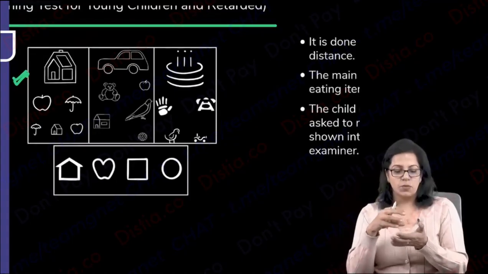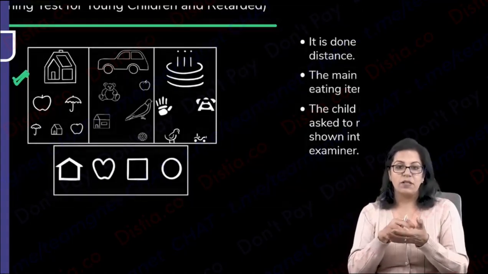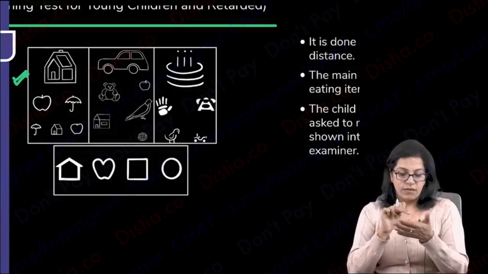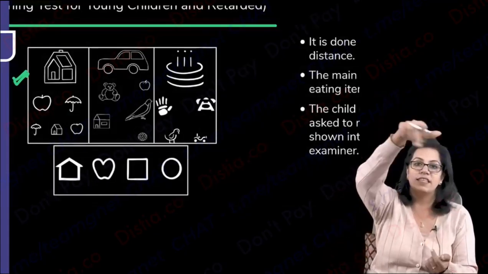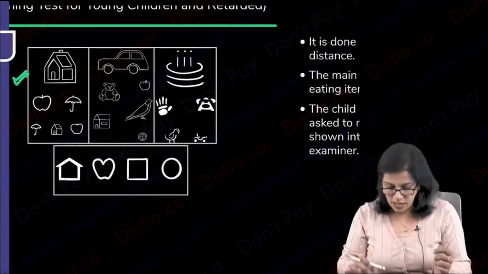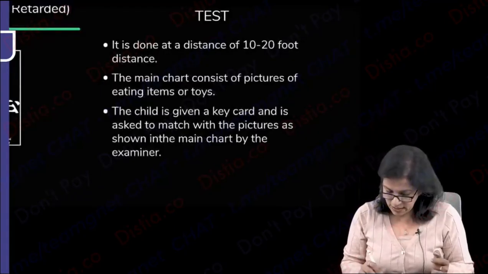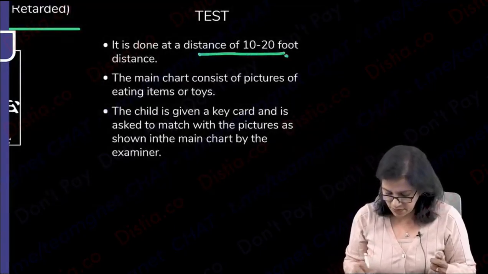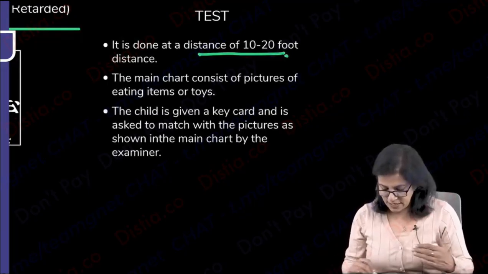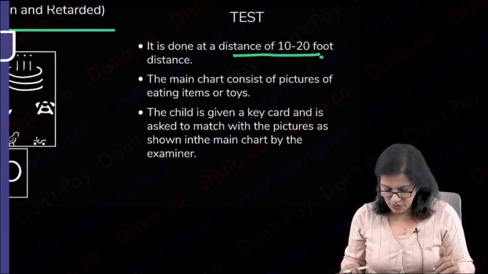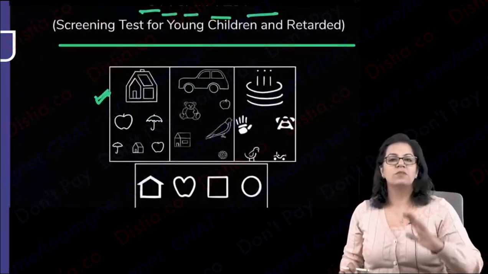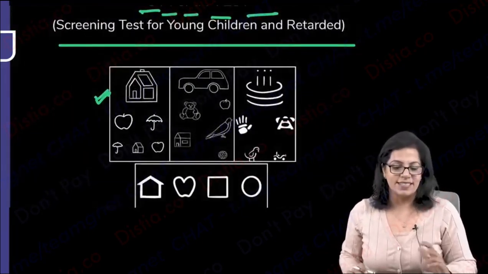So suppose he is holding a card with an apple, he has to match it with what he is seeing here, where is that in this particular chart. Okay, so that is the STYCAR test, right? It is done at a distance of 10 to 20 feet. Again, too many details are not needed. I would just request you to remember that you just match the cards. This is the STYCAR test.